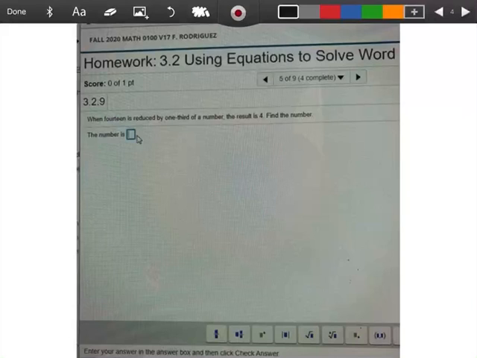All right, so guys, let's take a look at this next problem here. This is number 5 out of 3.2. And it says when 14 is reduced by 1/3 of a number, the result is 4. Find the number. Okay, so the first number we're going to write down is 14.